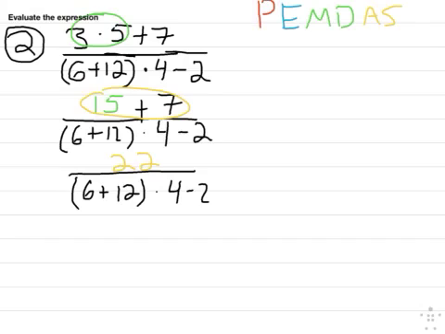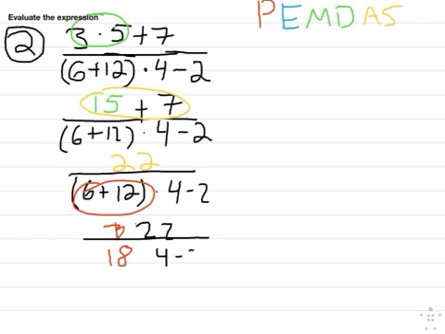Alright, and then on the bottom, now we can work with the bottom. So first thing we're going to do is parentheses. That's going to be our red color, parentheses here. 6 and 12 is going to be 18, right? Oh, but we got to make sure we bring everything down. Let's get the top part: 22 over 18, right? Then whatever's left over, 4 minus 2.